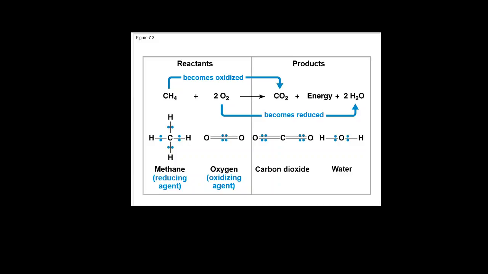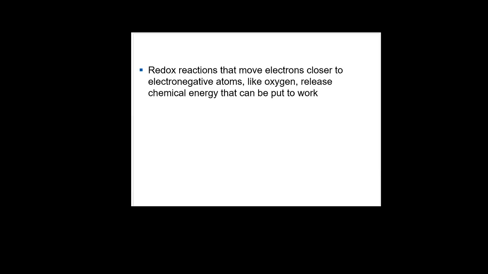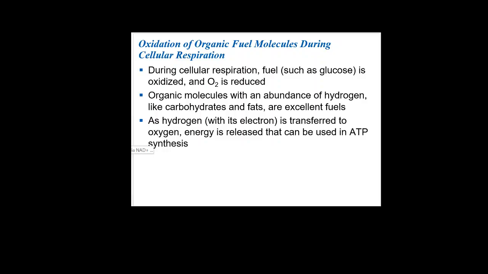The electrons end up being shared unequally because they spend more time near electronegative atoms such as oxygen. Oxygen, because it's so electronegative, is one of the most powerful oxidizing agents. Redox reactions that move electrons closer to electronegative atoms like oxygen release chemical energy that can be put to work. Now during cellular respiration, the fuel is oxidized and the oxygen is reduced.